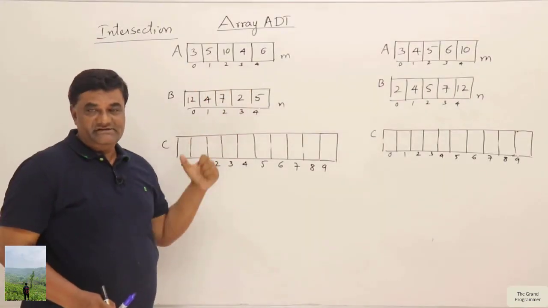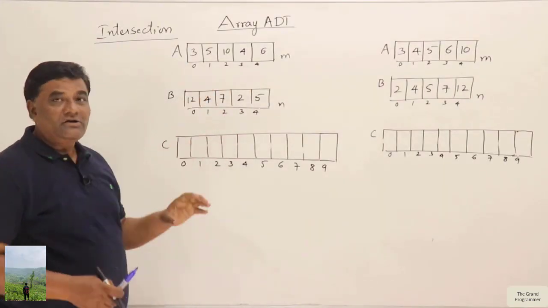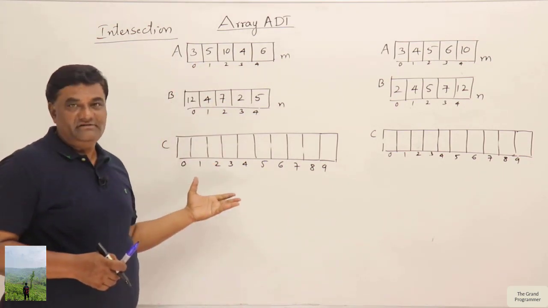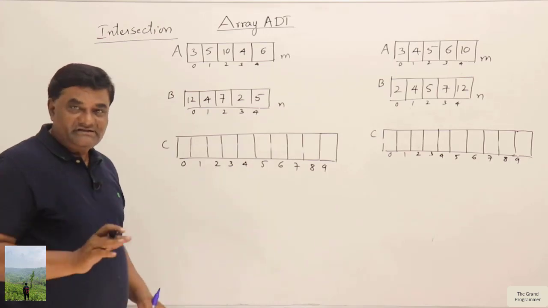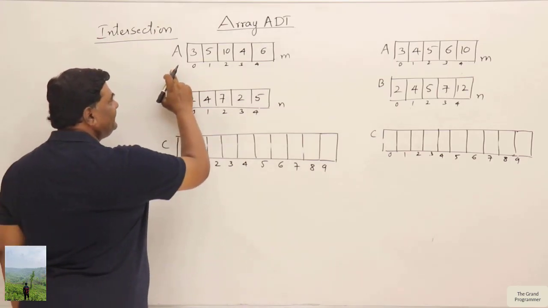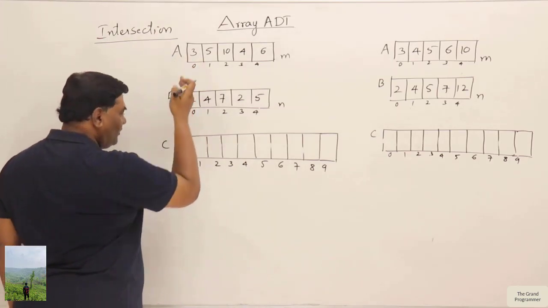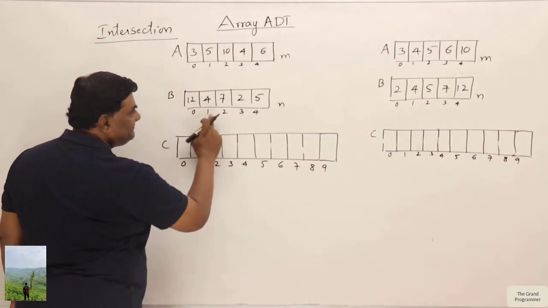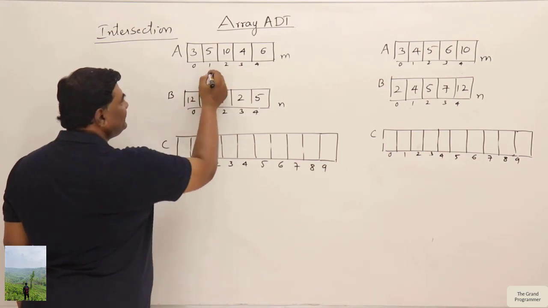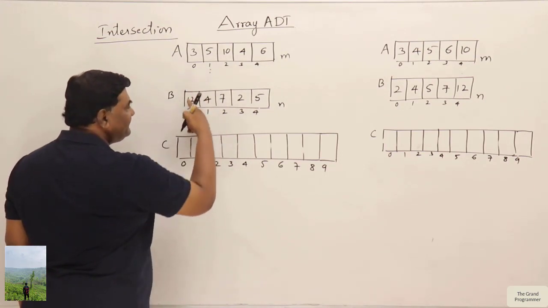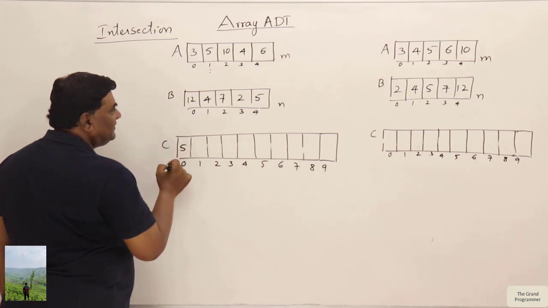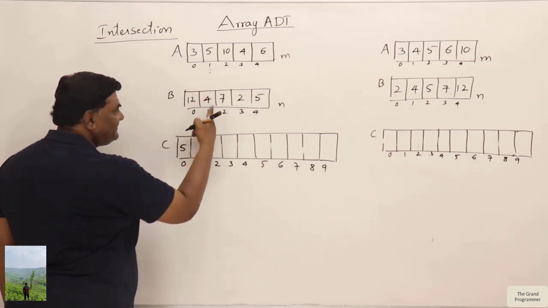Intersection of two sets. We have to take common elements of A and B and store them in C. So the procedure is, start checking the elements of array A. Copy them in C. But before copying, check if this element is already present there. It's not there. So move to the next element. Is it present here? Yes, it is present. Copy that 5.